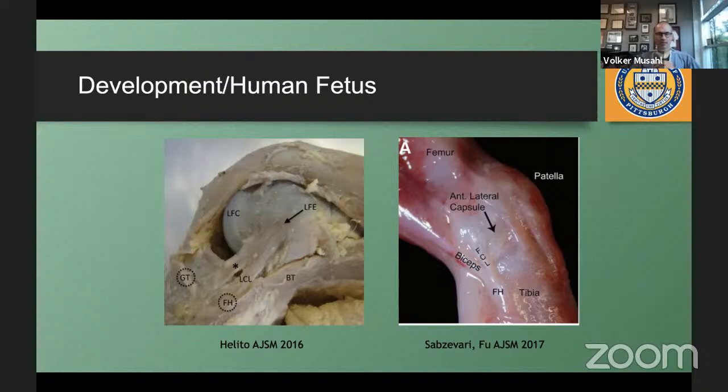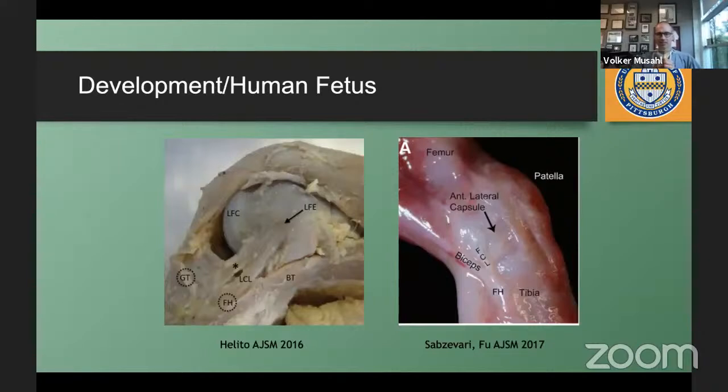Here are some images that I picked. This one on the right is from Dr. Fu, and the one on the left is from Camilo Helito, looking at what happens developmentally. So these are fetal specimens, and on the left you can see the LCL is depicted there, and then with the asterisk that will be the ALL. I'm not so sure about that dissection, and if you look at the picture on the right, that specimen is about the same age. I think it's a little more clear really what happens.